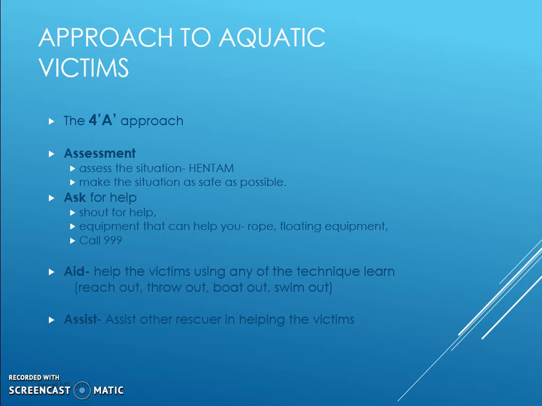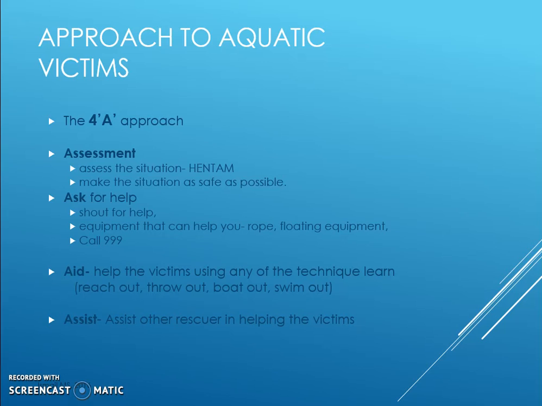The next thing is the type of incident. Most probably this is drowning, but drowning where? The fourth is accessibility, and the fifth is the mechanism of injury, whether his head hit against something or he has a cramp, and so on and so forth. So in short, it's called HENTAM, H-E-N-T-A-M, for hazards, extra resources, numbers of victims, types of injuries, accessibility to the victims, and the mechanism of injury.